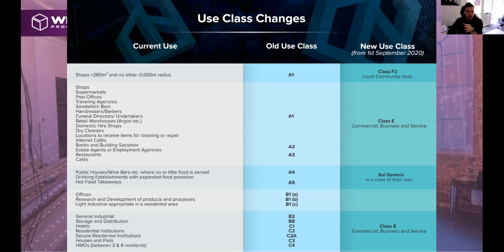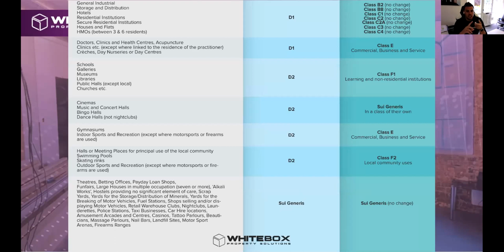Okay, and that's where you are here. So all of these here, you've got shops, supermarkets, post office, travel agents, sandwich bars, hairdressers, funeral directors, retail warehouses, domestic hire shops, dry cleaners, all that list there. Estate agents, restaurants, cafes, banks is a big one as well, going into Class E. So just picture your high street and how many of those are on your high street. If we go further down the list, you can see some other ones in here: gyms, doctors, clinics, health centres, day nurseries, day centres, all being changed into Class E. And this is what you want to look at. Class E is the big part here.